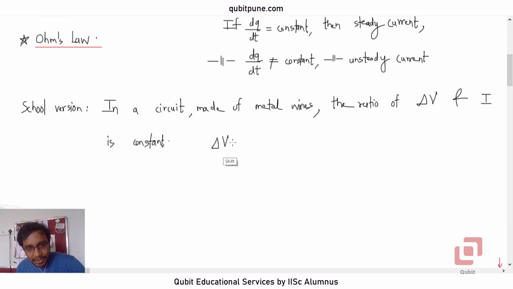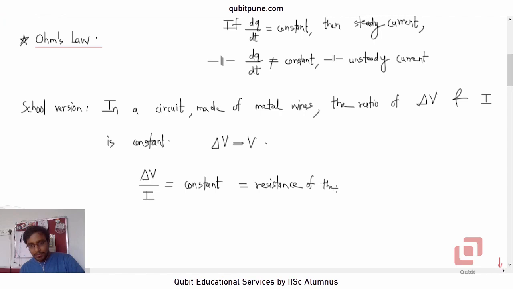And we generally call delta V as V itself, the potential difference, the way we do it for capacitors. And when we say that the ratio of delta V and I is constant, that constant is called the resistance of the metal. The SI unit of resistance is volt per ampere, or ohm.